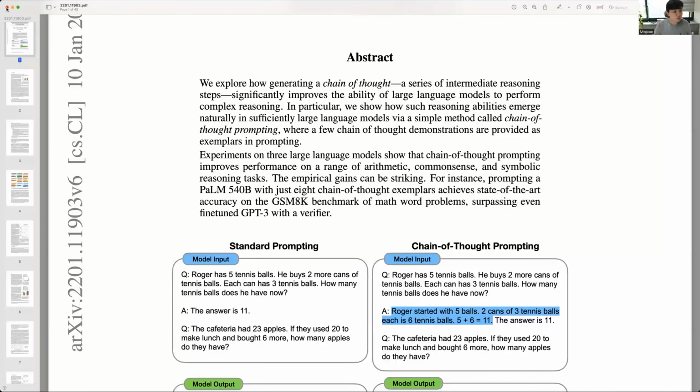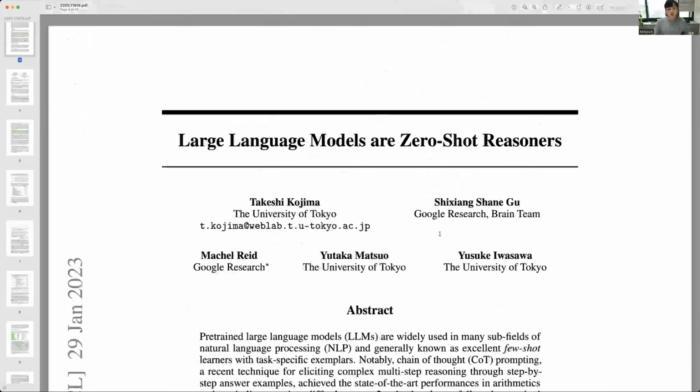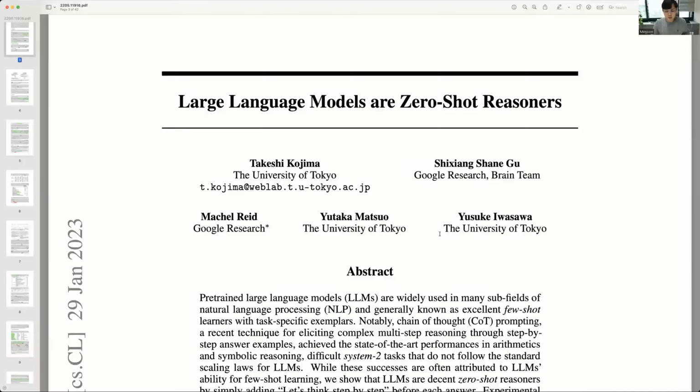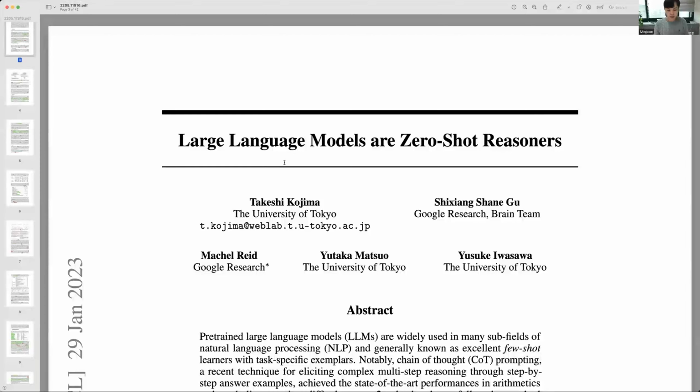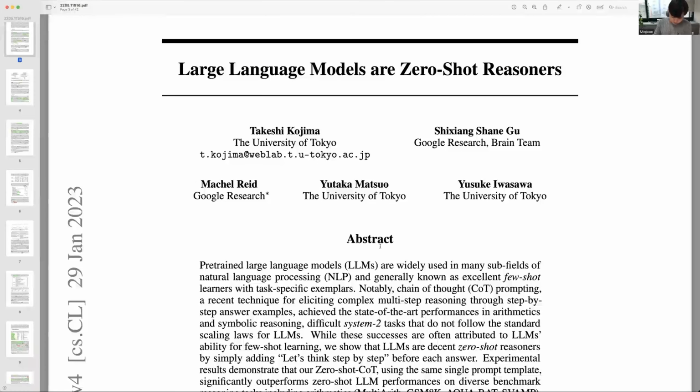Okay, so now let's move to the next paper. This was not purely from Google Research, but a collaboration between U of Tokyo and Google Research. I think he was doing an internship there, if I'm not mistaken, or maybe the other way around. But anyway, all of this paper is basically from Google, right?